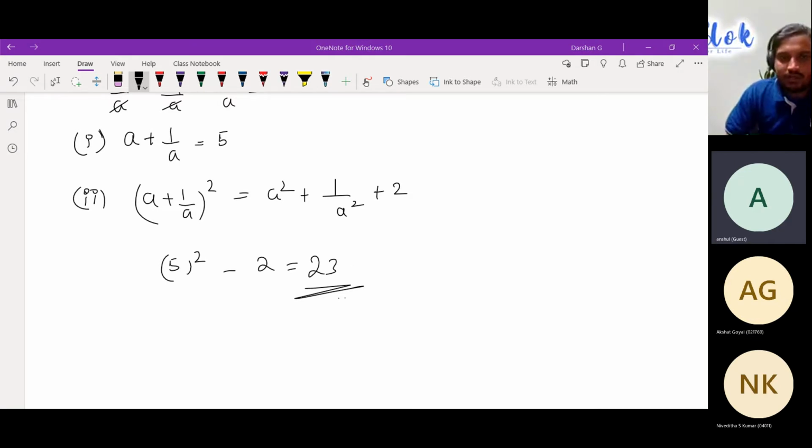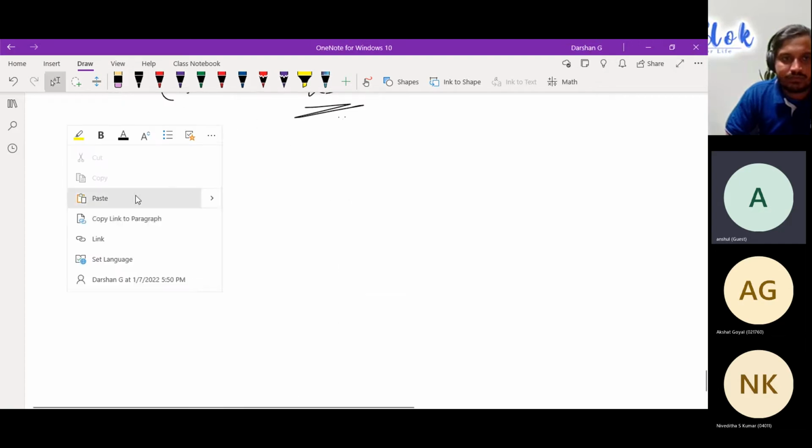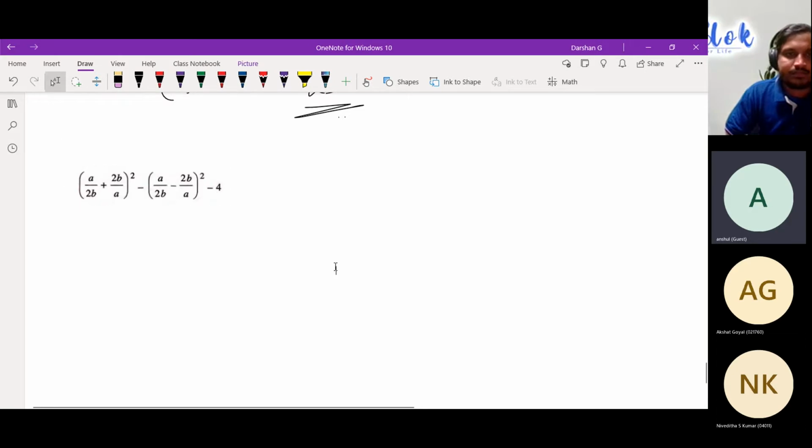Okay, so I'll give you a slightly difficult problem. Let me see if you guys can do this. Solve is the heading. Evaluate is the heading actually.